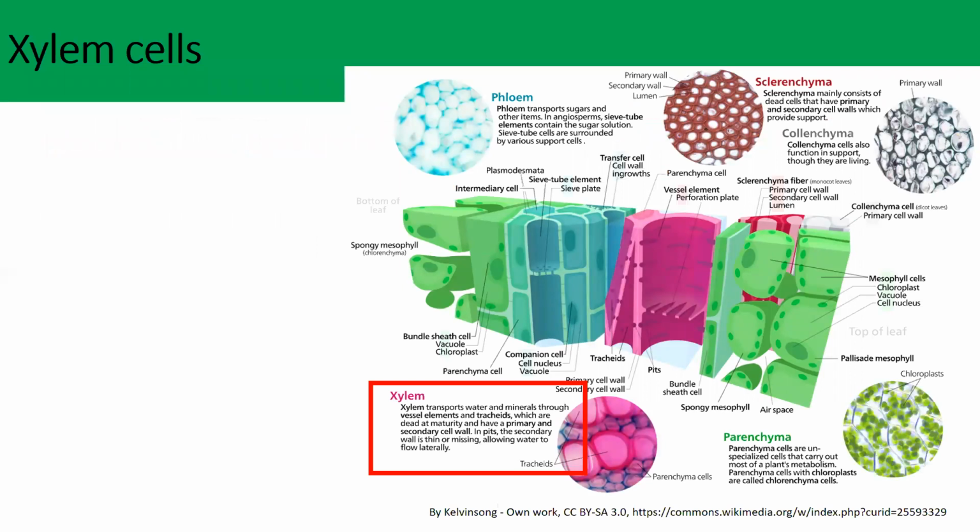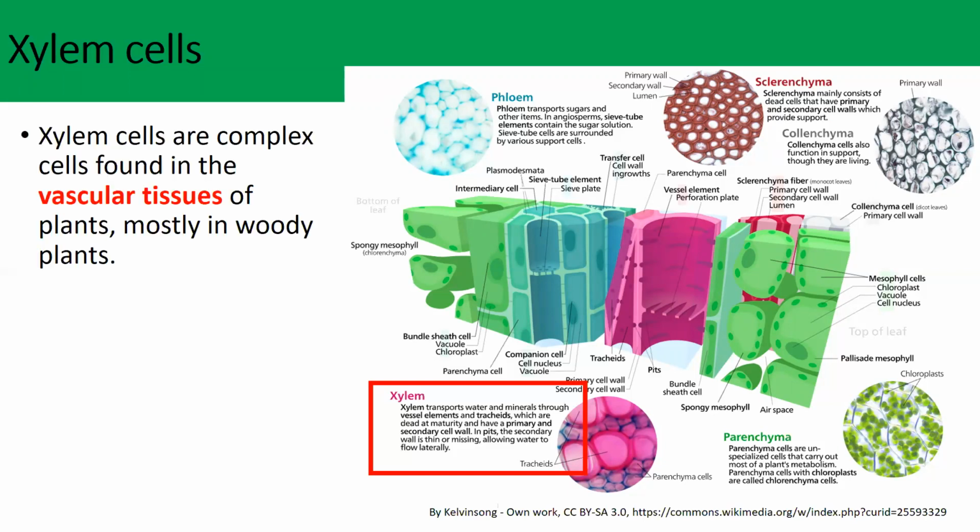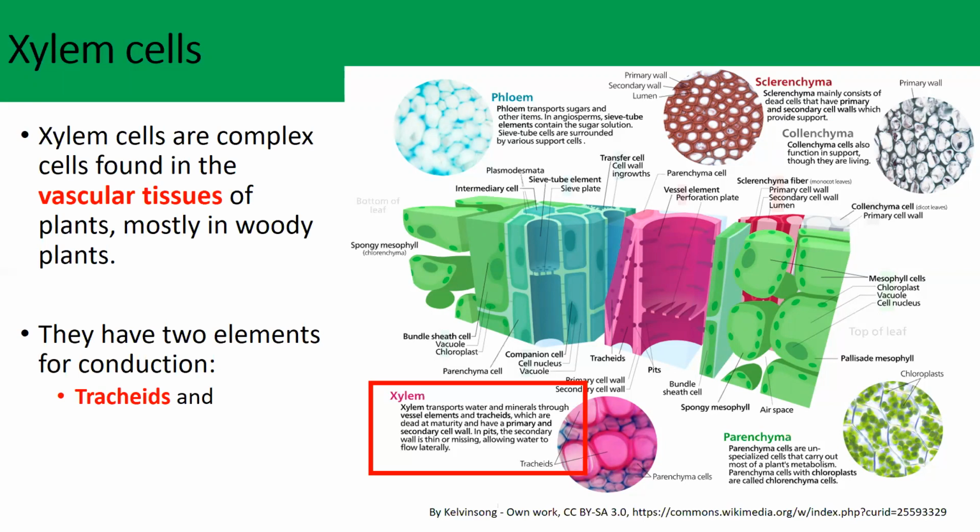Next is the xylem cells. As you already know, xylem cells are complex cells which are found in vascular tissues of woody plants, and they have two elements for conduction. I mean, they transport water and the mineral nutrients. These two elements are xylem tracheids and xylem basal elements.